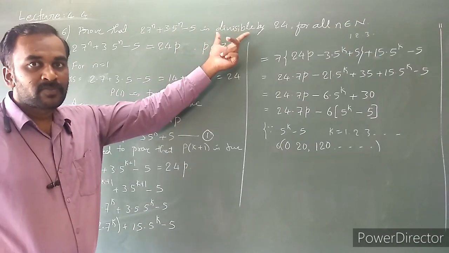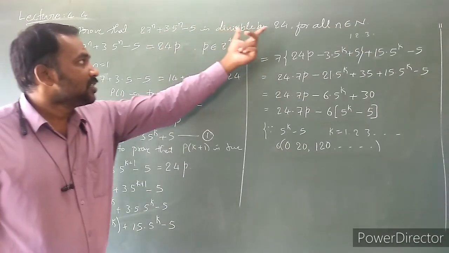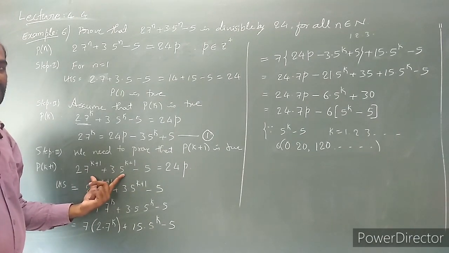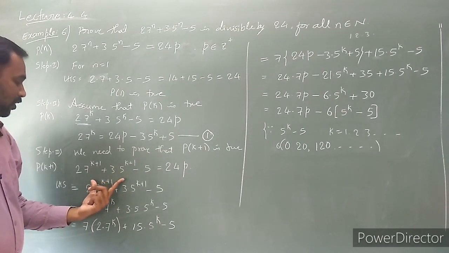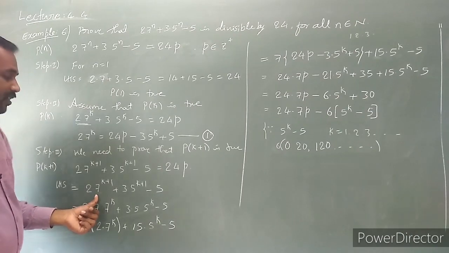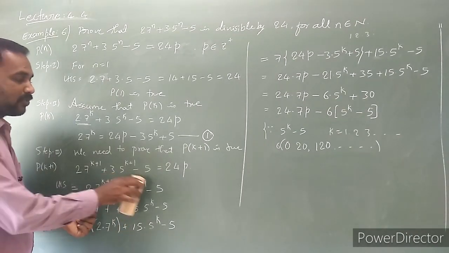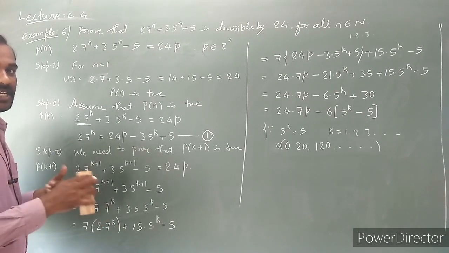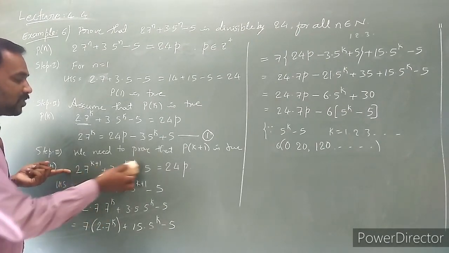What is the statement here? It is divisible by 24. We need to prove that this number is divisible by 24. For that, the LHS value is considered. This number is divisible by 24 means it is sufficient to take 24 as common. Our aim is to get 24 common from this number.